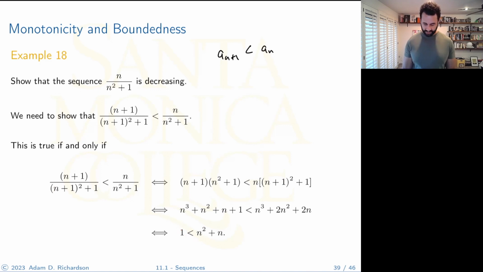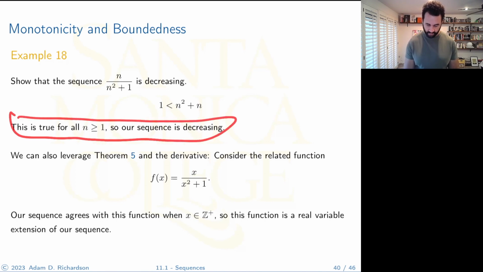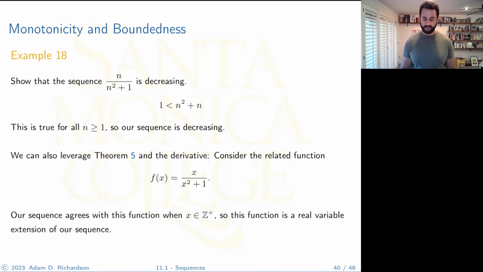All right? So if this is always true, therefore this is true, because these are equivalence statements. They're equivalent statements. And so that's the end of our argument. This is true for all n greater than 1. Therefore, our sequence is decreasing. Maybe I should add by definition. So that's one way to prove it.